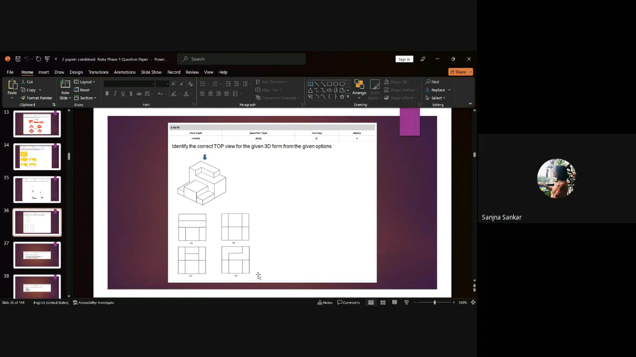Another question, again we see an orthographic projection. Identify the correct top view for the given 3D form from the given options. The options are the ones from which we are supposed to identify the correct top view. So, we are supposed to observe the volumes. The correct answer is option D.